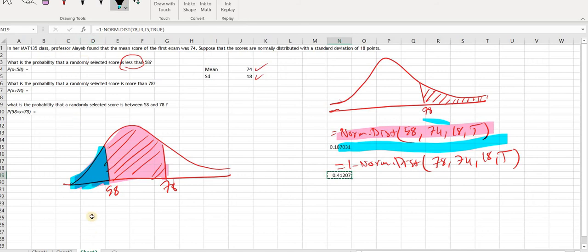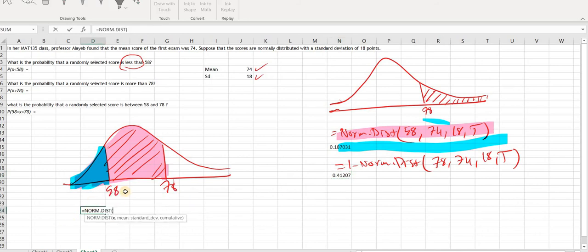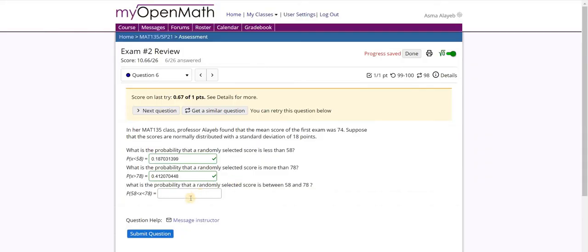So that's what I'm going to do right here. I'm going to say this is equal to norm distribution of the bigger number, 78, the mean, the standard deviation, true, close the parentheses, minus norm distribution. Again, I'm going to compute the area to the left of 58, 74, 18, true. So I found the area to the left of 78 and subtracted the area to the left of 58 to find the area in between. And this is exactly the answer that I'm looking for.